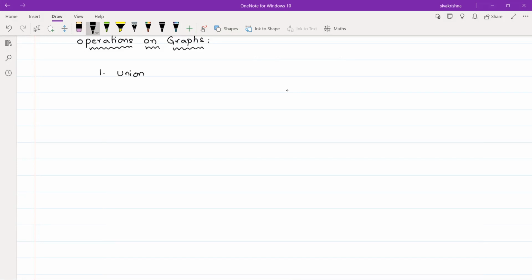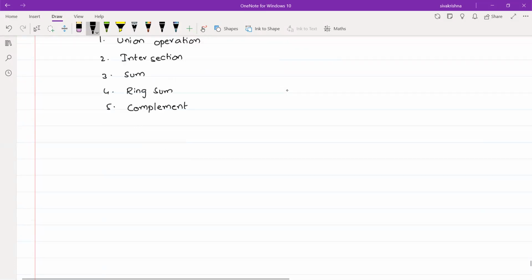union operation. The second one is intersection operation. And the third one is sum operation. And the fourth one is ring sum operation. And finally, the fifth one is complement operation. Okay, so these are the main important operations that can be performed on the graphs.